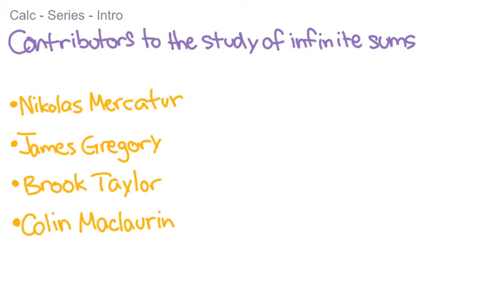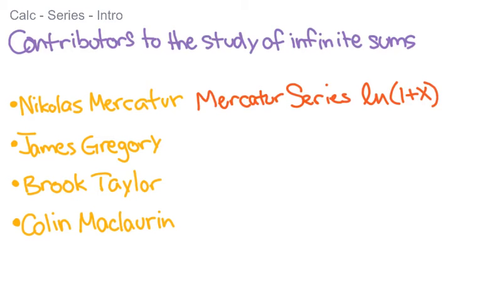So the first one, Mercator, which I think is how it's pronounced. I've always wondered if it's Mercator or Mercator. He's known for his Mercator series, and that's the one that represents natural log of 1 plus x. Euler would be so proud. So we'll take a look at that one.